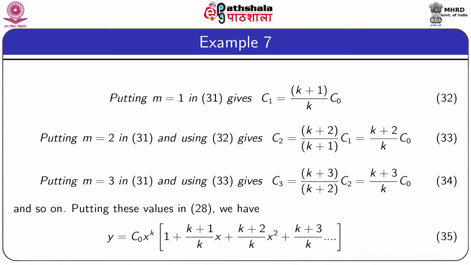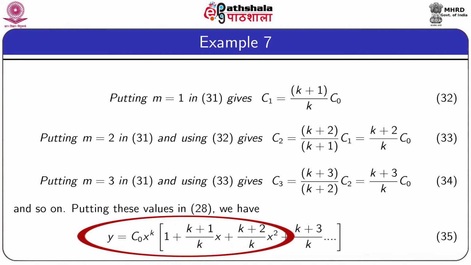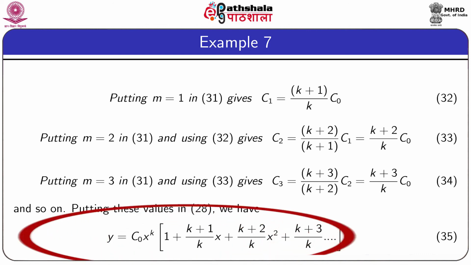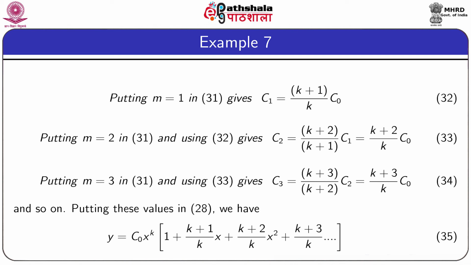Substituting these values of C's in equation 28, we will get y equal to C0 into x to the power k multiplied by 1 plus (k plus 1) by k into x plus (k plus 2) by k into x square plus (k plus 3) by k into x cube plus dot dot dot, given by equation 35.